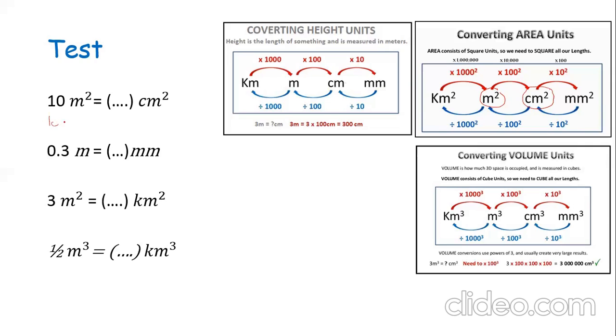So 10 square meters equal 10 multiplied by 100 to the power of 2 square centimeters. And this equals 100,000 square centimeters.